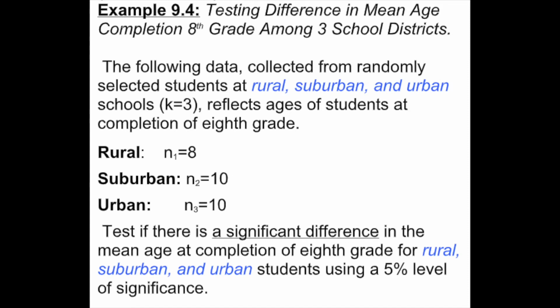So the example is on screen here, but in summary we have randomly selected schools. The schools fall into one of three categories, either rural, suburban, or urban. And the researcher measured the mean age of completion of 8th grade for the three different categories. For our analysis, we're going to see if there's a significant difference in mean age for those three different types of schools. And we're going to be analyzing at a 5% significance level.